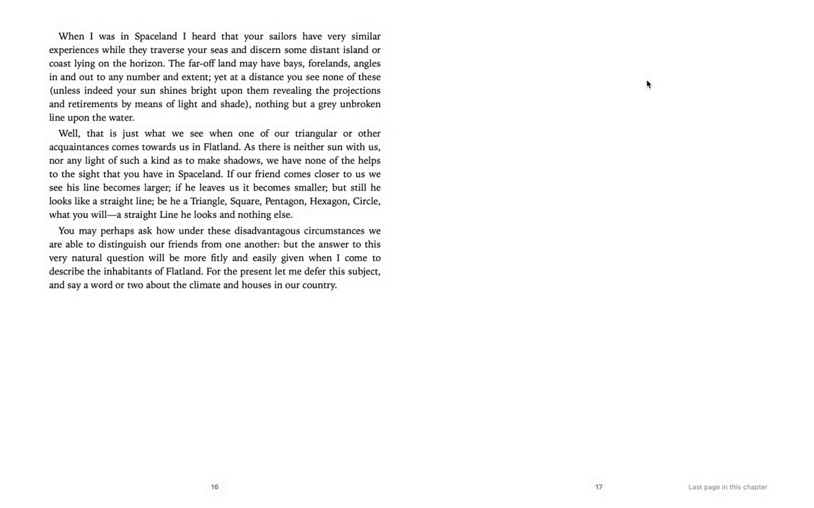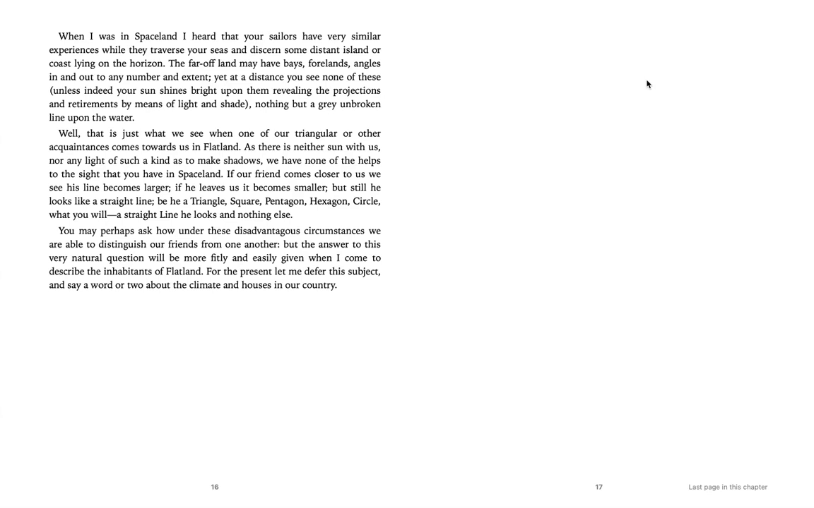When I was in Spaceland, I heard that your sailors have very similar experiences while they traverse your seas and discern some distant island or coast lying on the horizon. The far-off land may have bays, forelands, angles in and out to any number and extent. Yet at a distance, you see none of these unless, indeed, your sun shines bright upon them, revealing the projections and retirements by means of light and shade. Nothing but a gray, unbroken line upon the water. Well, that is just what we see when one of our triangular or other acquaintances comes toward us in Flatland.